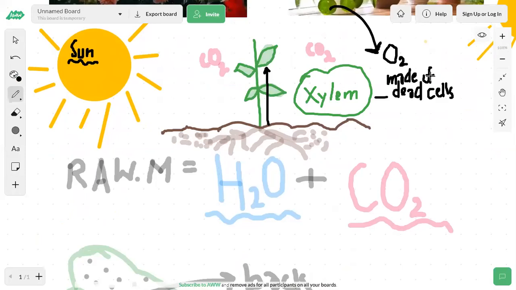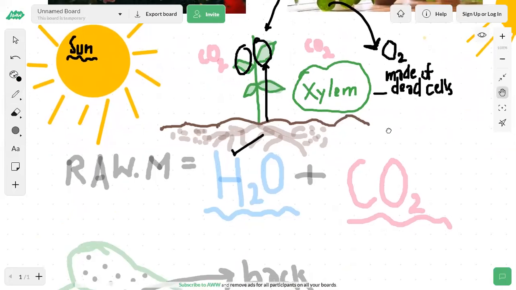Okay, so we know that xylem takes the water from the roots up to the leaves, and the leaves are very important because this is where the reaction takes place. This is where photosynthesis takes place. And we know how water is taken in. And sometimes it's also taken in from the leaves, which we will also talk about in a second.